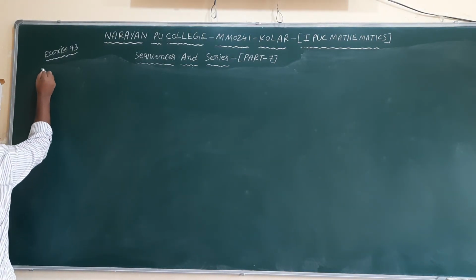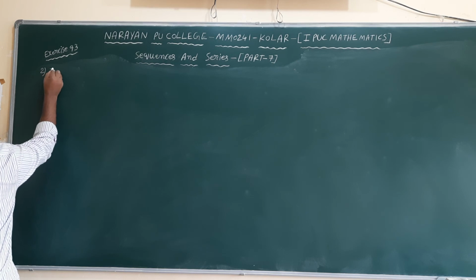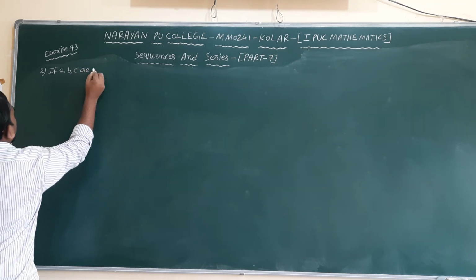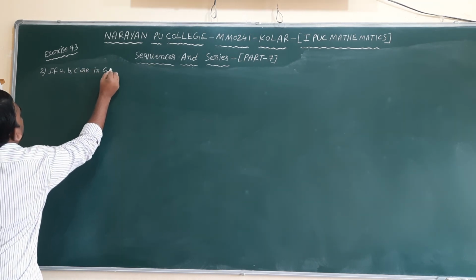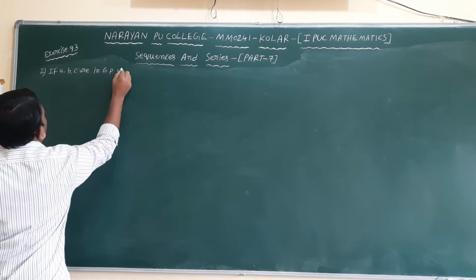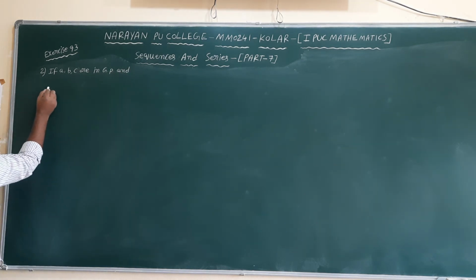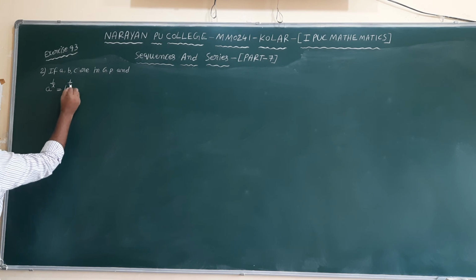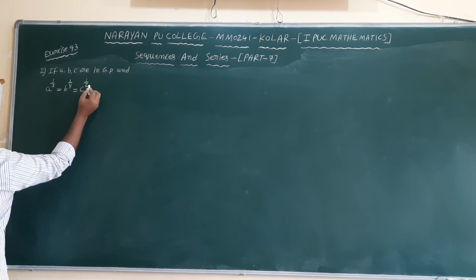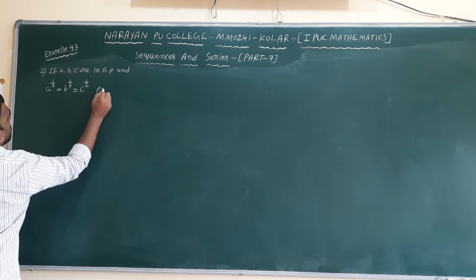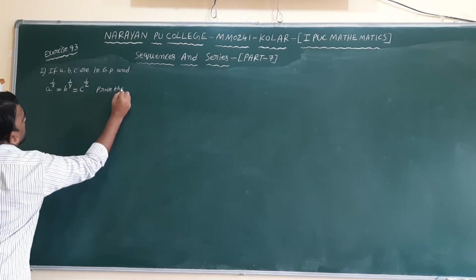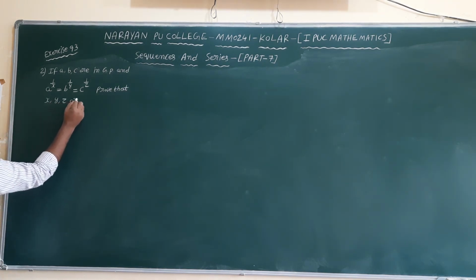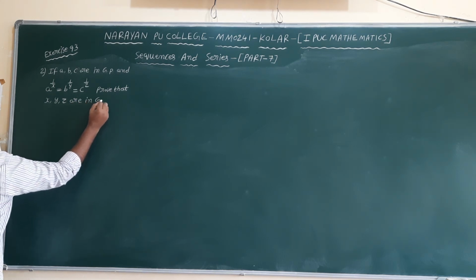Next example: if a, b, c are in GP and a power 1 by x is equal to b power 1 by y is equal to c power 1 by z, prove that x, y, z are in GP.